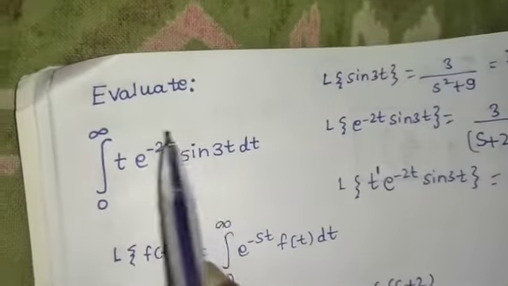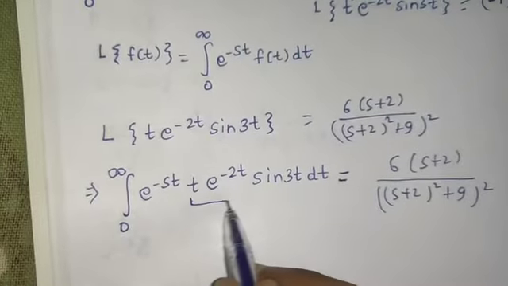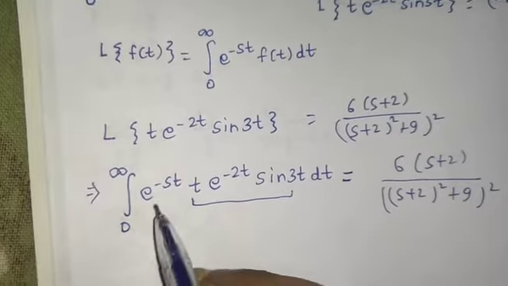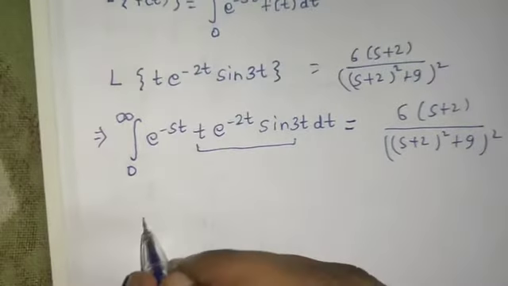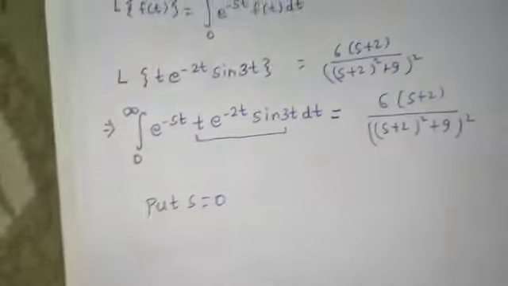Now look at the question. What you want to evaluate? You just want to evaluate t e power minus 2t sin 3t, which is this portion. You don't want this portion. So how can you eliminate this? Just put s equals to 0 on this entire equation.